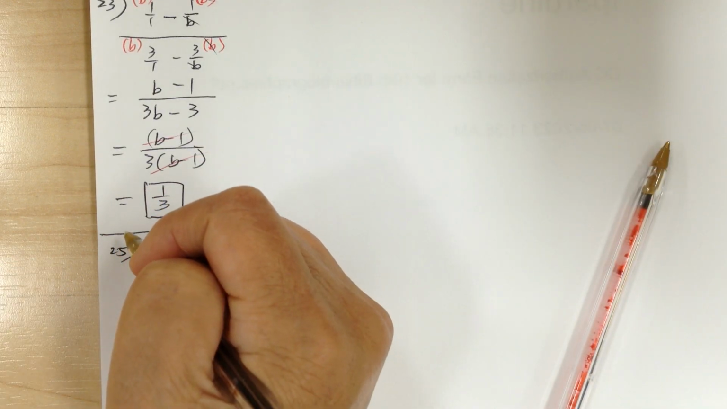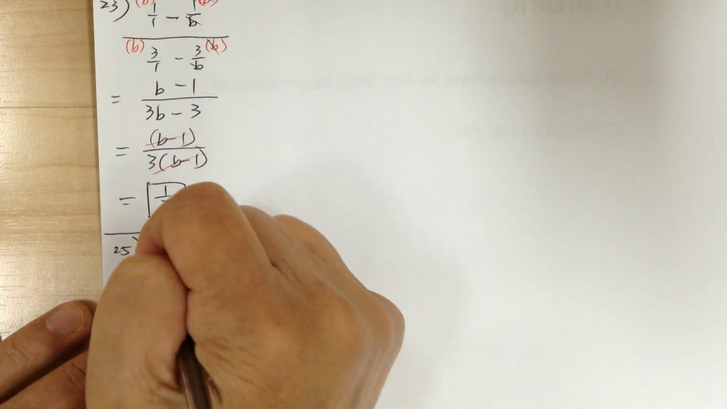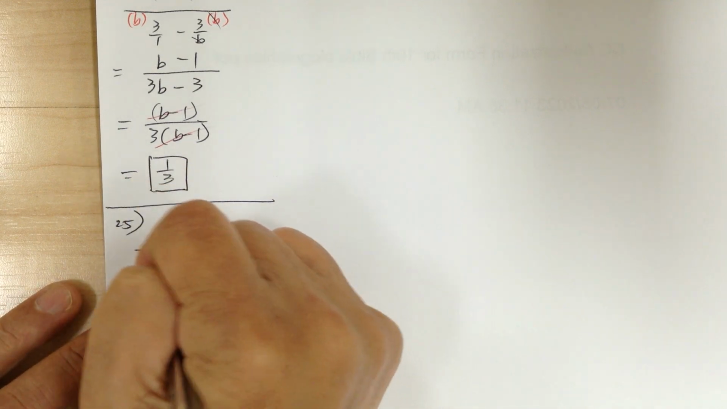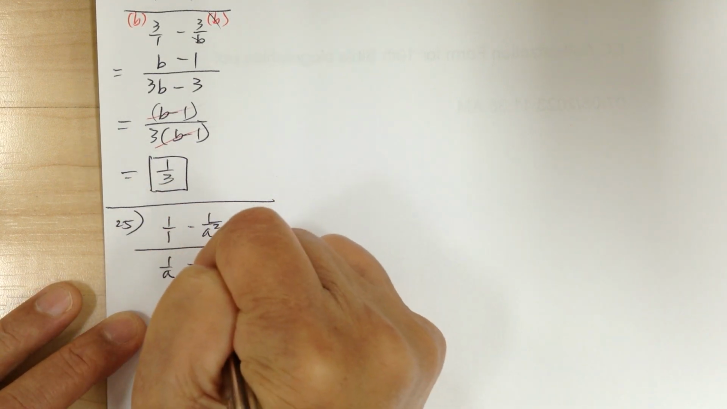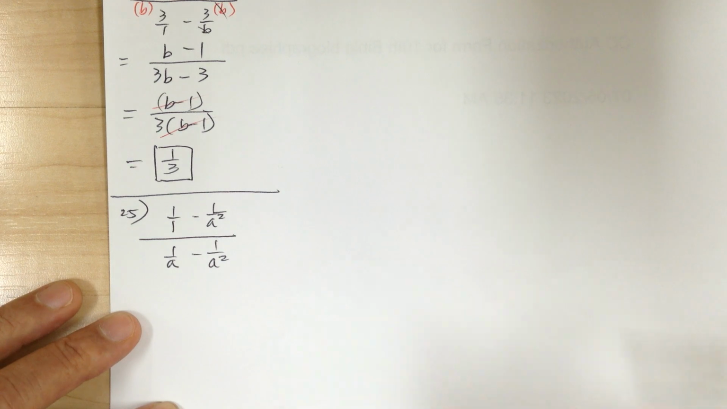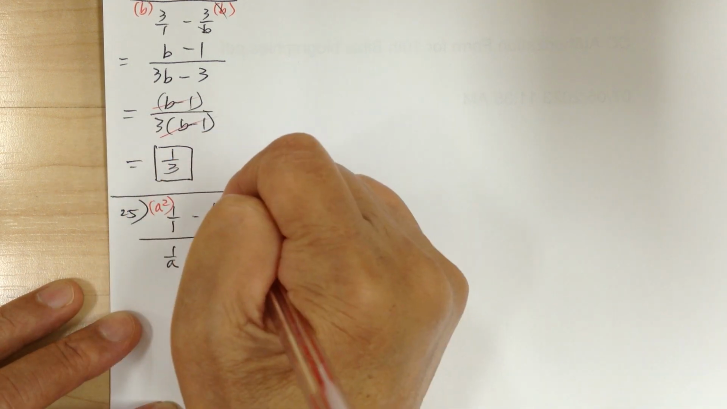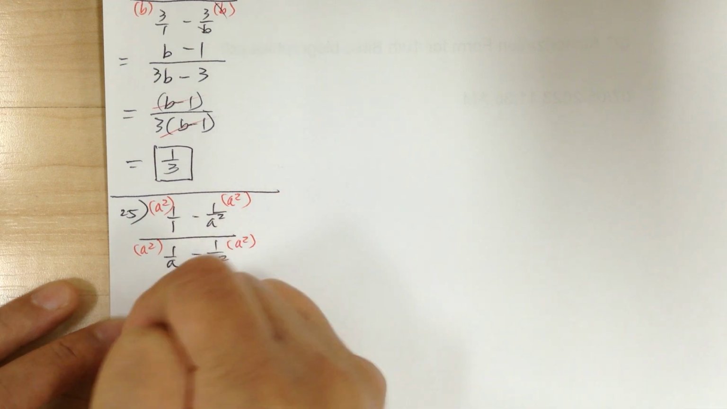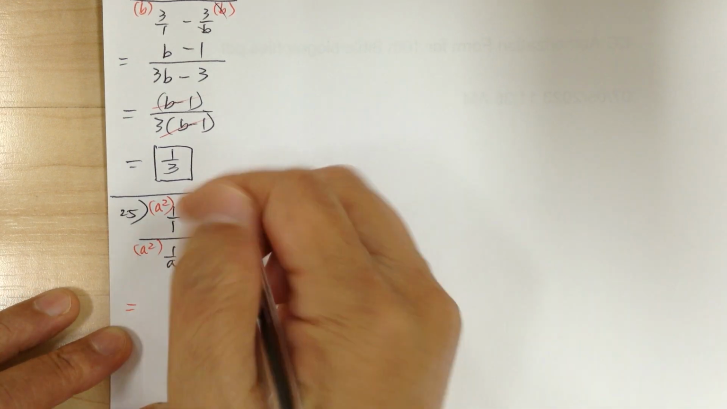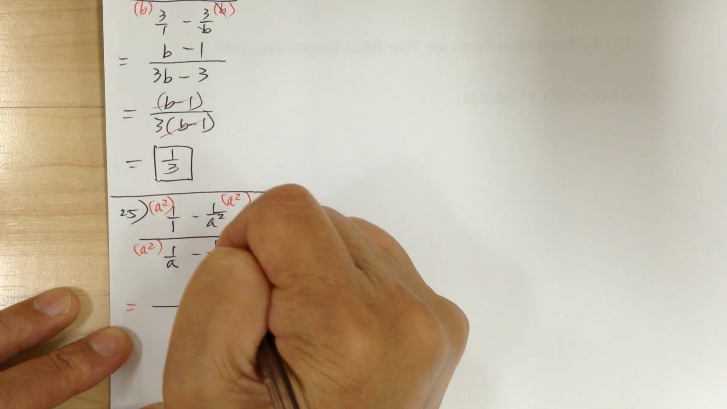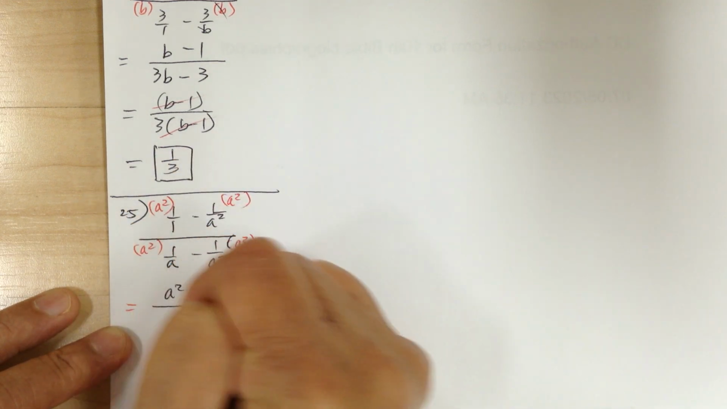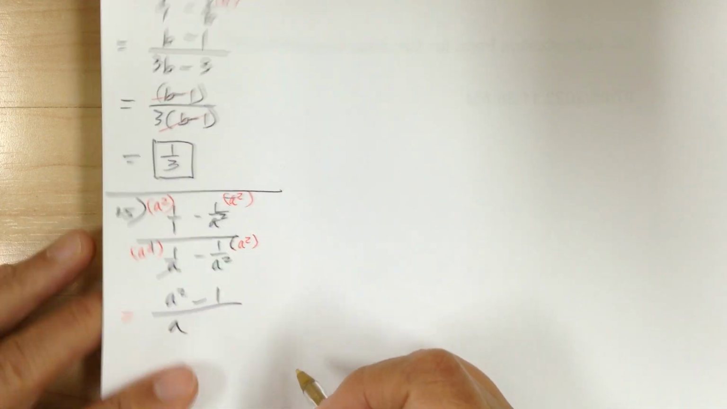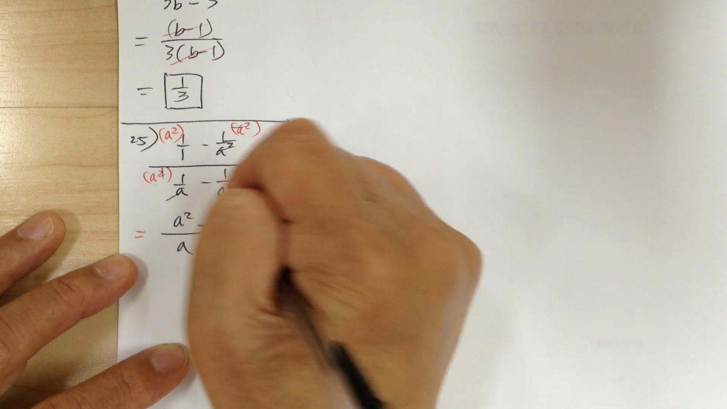Okay, 25. Okay, you have (1 over 1 minus 1 over a squared) over (1 over a minus 1 over a squared). Okay, so the LCD is a squared, so multiply everything by a squared. So this one does not cancel, so you get a squared. This one cancels, you've got 1. This one, the a cancels out, so you've got a minus, and this can cancel, so it would be 1.